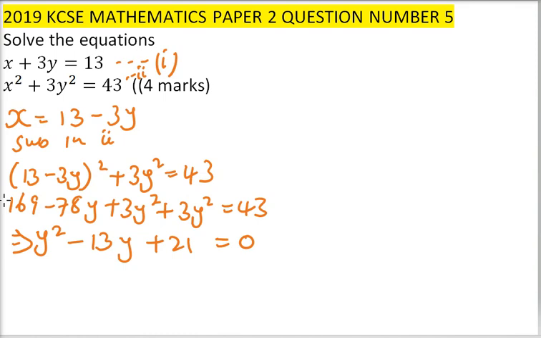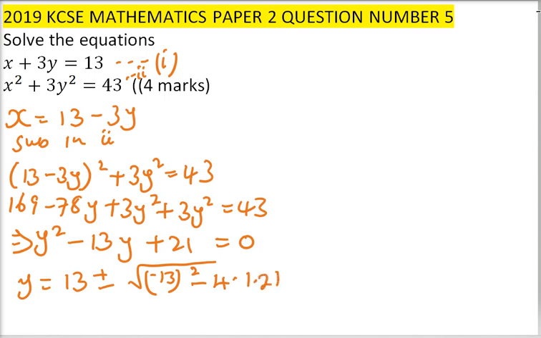We use the quadratic formula, so we say y is equal to minus minus 13, that will give you 13, plus or minus the square root of minus 13 squared, minus 4, where a is 1 and c is 21. All this is divided by 2 times 1. You know the quadratic formula. So once you work that out, simplify and work it out.